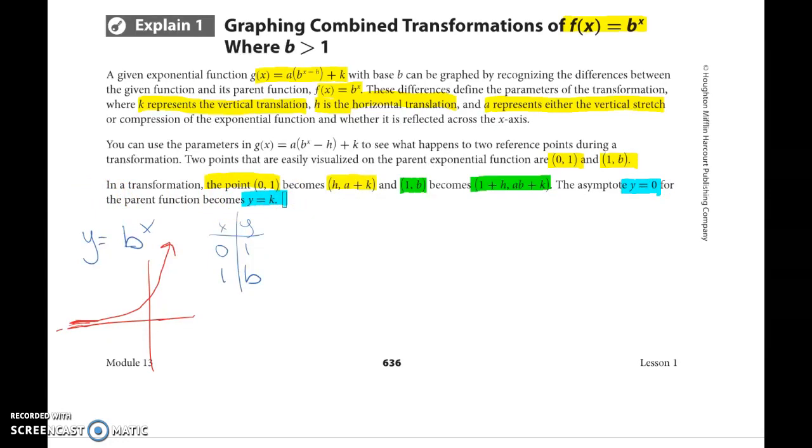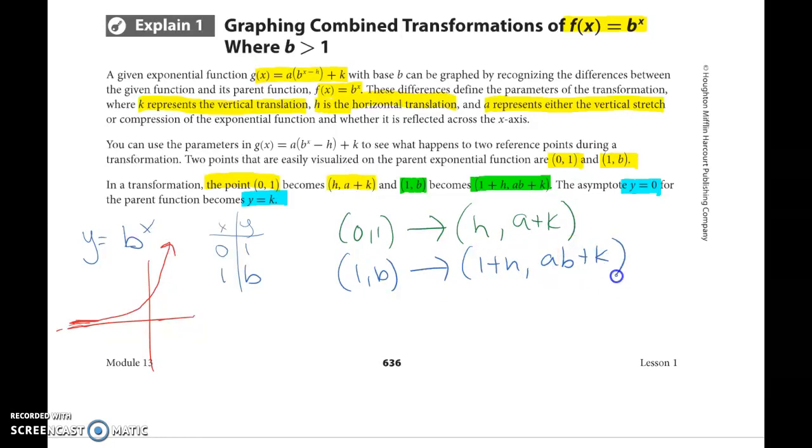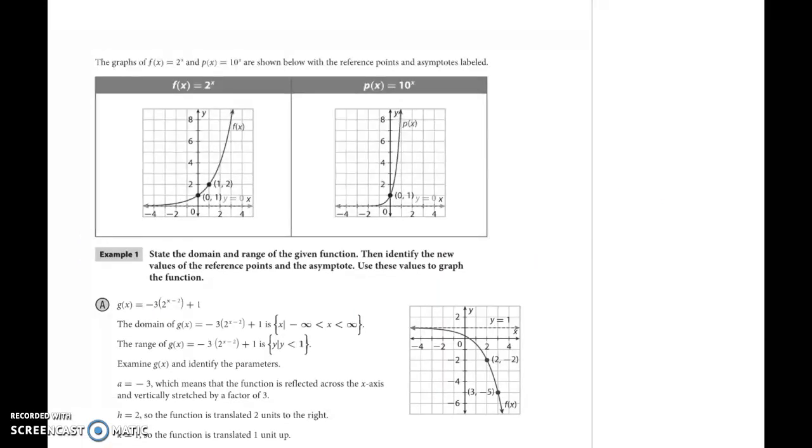So the book is saying to memorize these. Know that the point (0, 1) goes to (h, a + k), and that the point (1, b) goes to (1 + h, ab + k). And your asymptote, y = 0, goes to whatever y = k is. So these are three things you are more than welcome to memorize. I'm going to turn the page to 637, and we're going to look at these.